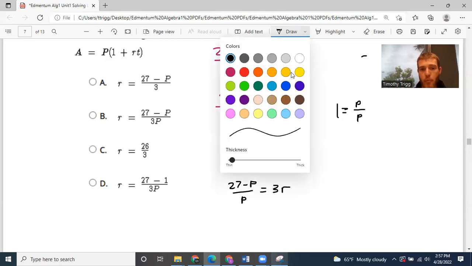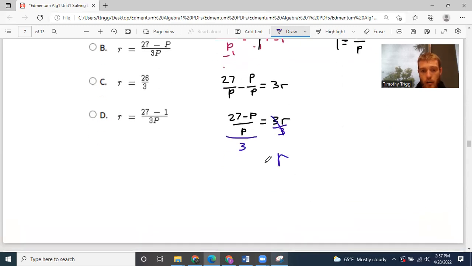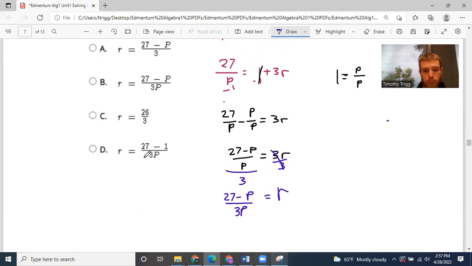Divide both sides by 3. Let's cancel here. That gives you R equals, now what happens here? We have a fraction divided by 3 here. Well, you'd write this as 27 minus P over, and this 3 can just multiply with that P in the denominator. So 3P. Yeah. That was a complicated one.